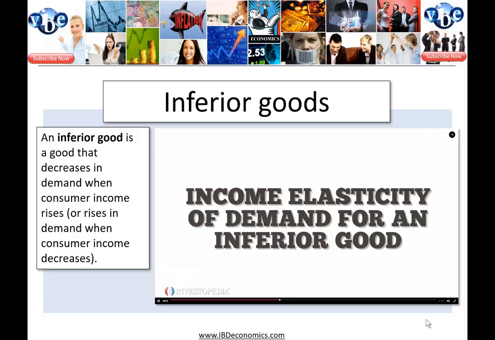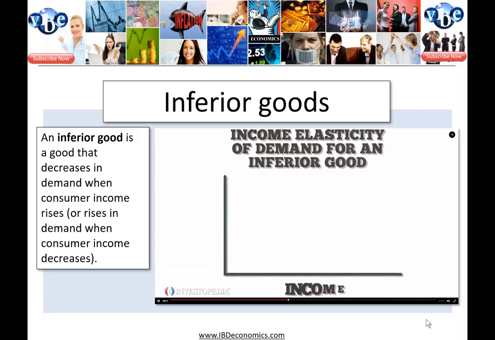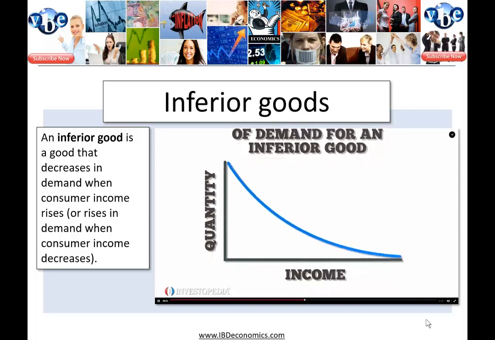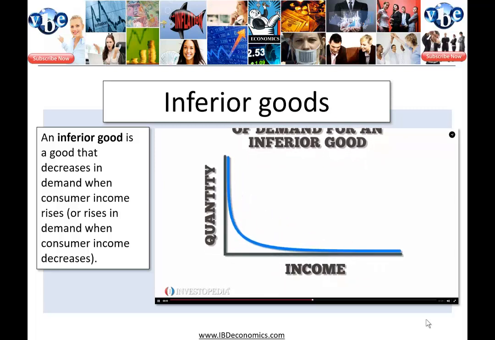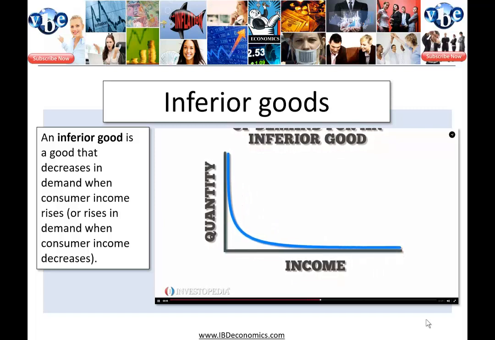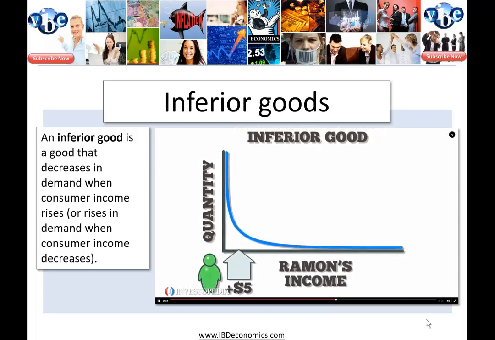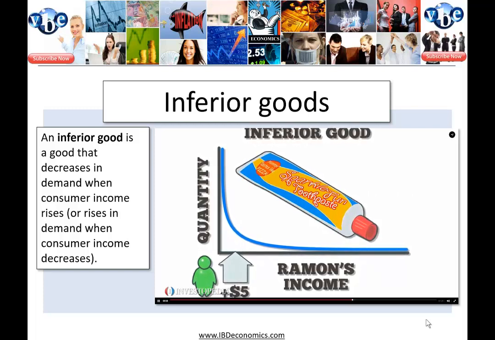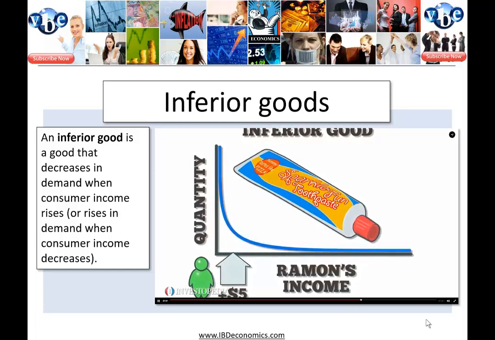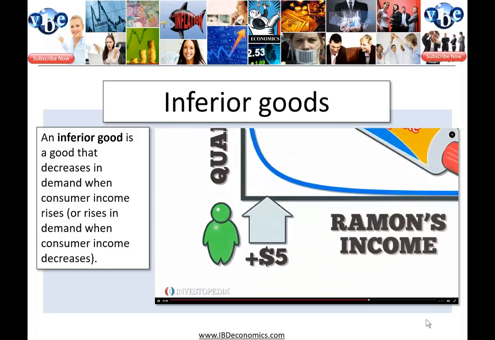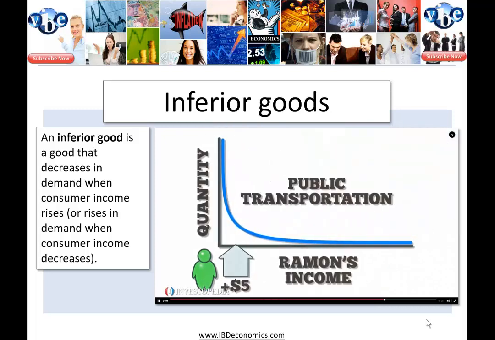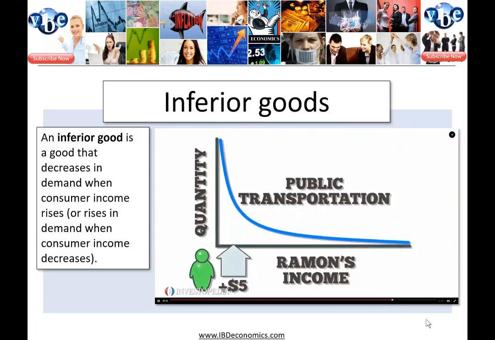Plotting income elasticity of demand for an inferior good on a graph where income is on the x-axis and quantity is on the y-axis will render a downward sloping curve. The steeper the slope, the more the demand will drop with even small increases in income. For instance, if Ramon received a $5 a week increase in pay, he might switch from a generic brand of toothpaste to Crest toothpaste. The toothpaste would be said to have a steeply sloping elasticity of demand curve, but the $5 a week increase will not cause Ramon to rip up his bus pass and buy a car. For that to happen, Ramon would need a much larger increase in his income.